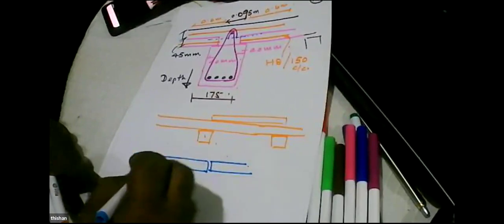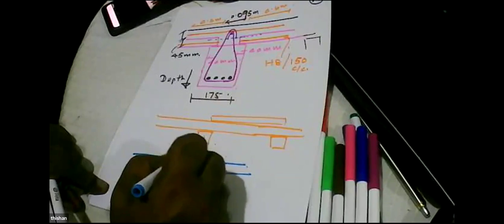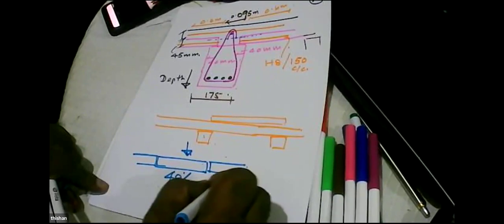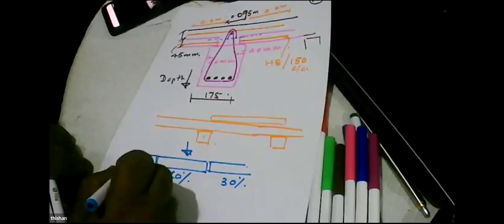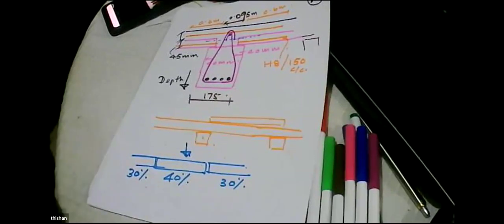But when you are designing the slab, the requirement is, if you apply a concentrated load here, 40% will be carried by this, 30% by this. That is how it goes.